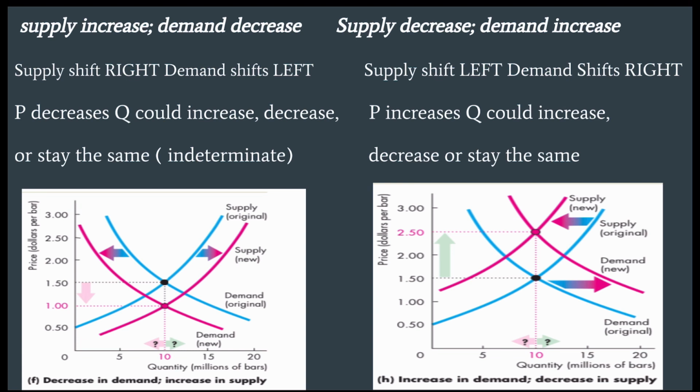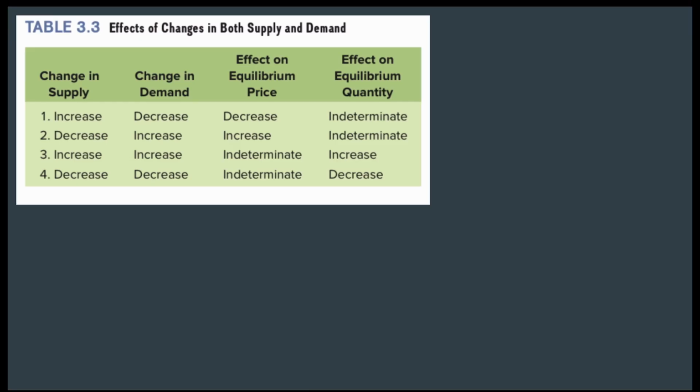The fourth scenario is supply decrease, demand increase. In both the cases, price increases. If the supply decreases, then price increases. If demand increases, then also price increases. But quantity could either increase, decrease, or stay the same. This is the table form of effects of changes in both supply and demand. The first column you see is change in supply, second is change in demand, then its effects on equilibrium price and effects on equilibrium quantity.